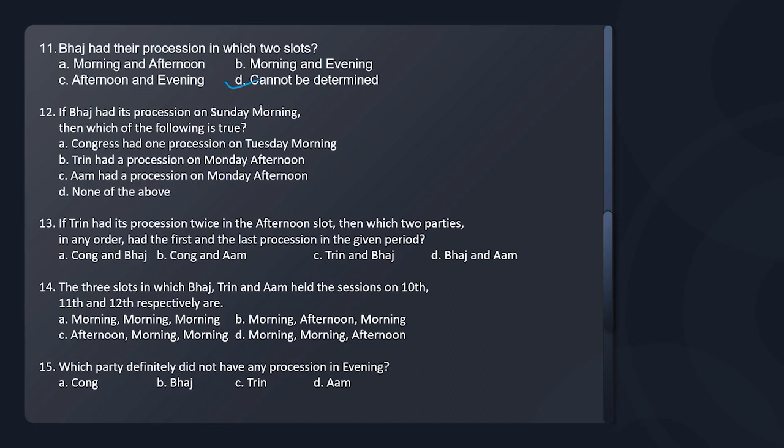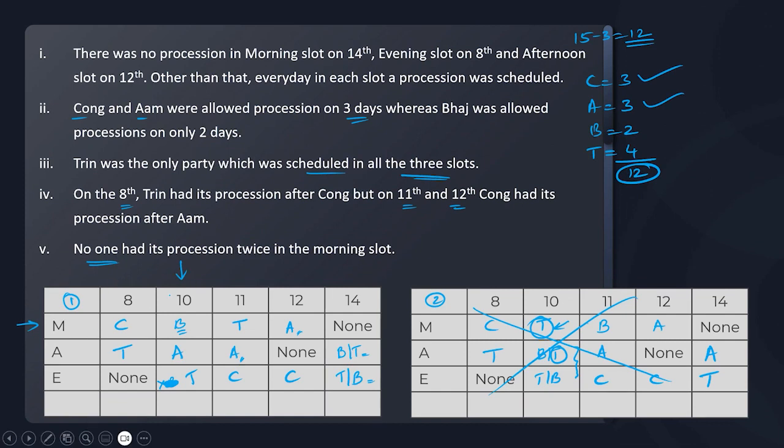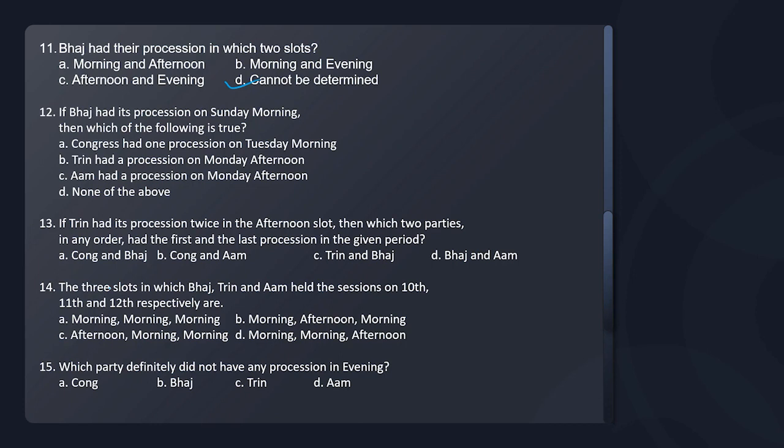If B had its position on Sunday morning, then which of the following is true? So first, B morning is Sunday. So this 10th is a Sunday. So this is Monday, then Tuesday, Wednesday, Thursday. So this will have to be a Friday. Okay. Now the question is, which of the following is true?